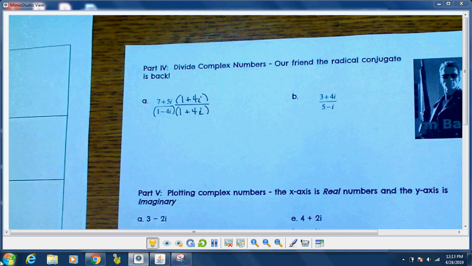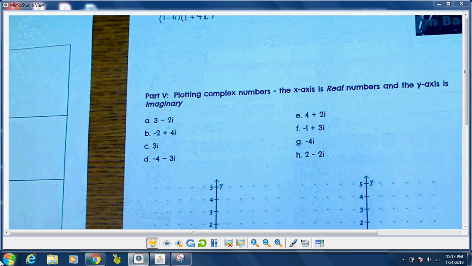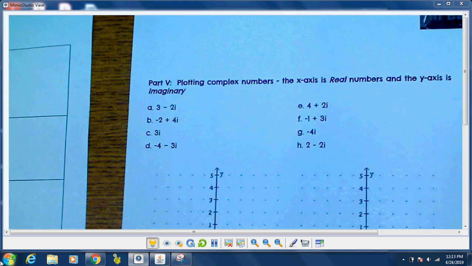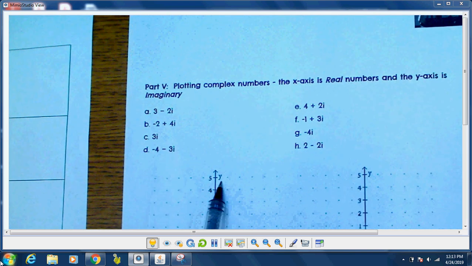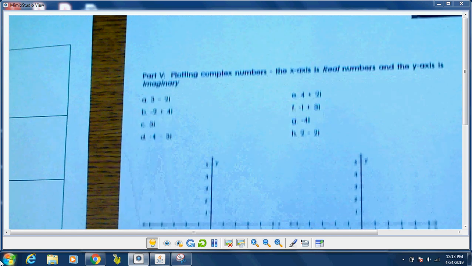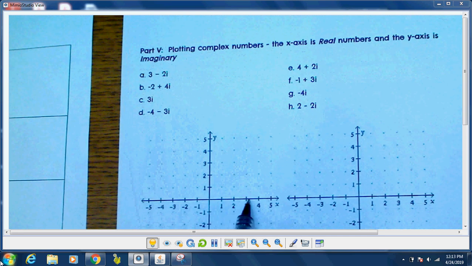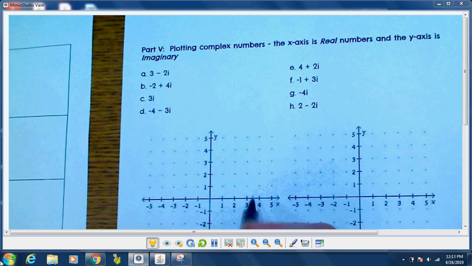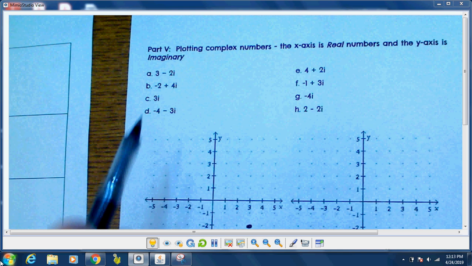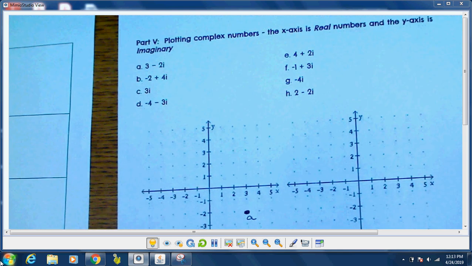We learned how to plot yesterday. So remember that the x-axis is your real numbers, the y-axis is your imaginary numbers. So 3 minus 2i, you go over 3 on the x-axis, down 2 on the imaginary axis, and I'm going to put an A there because this was letter A. Okay, on the back side.